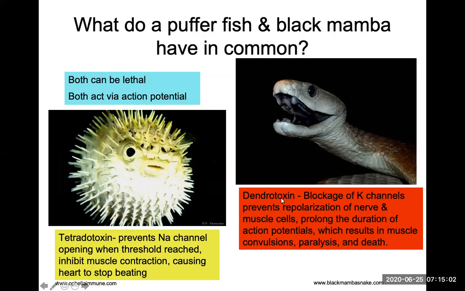And dendrotoxin, if you're ever bit by a black mamba snake, that will block potassium channels, preventing repolarization of nerve and muscle cells, prolonging the duration of action potentials, which will eventually result in muscle convulsions, paralysis, and death. So both act via some sort of blockage of a channel in that action potential curve that we talked about.